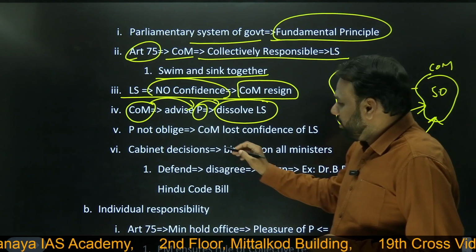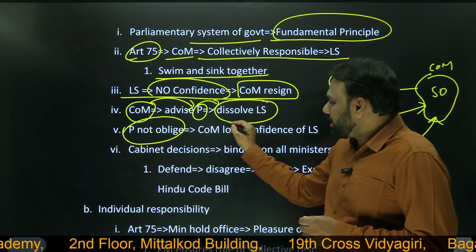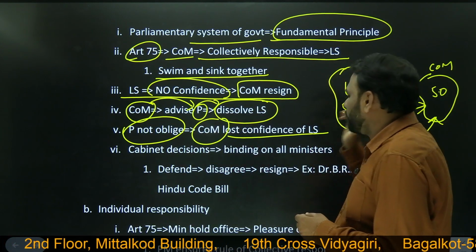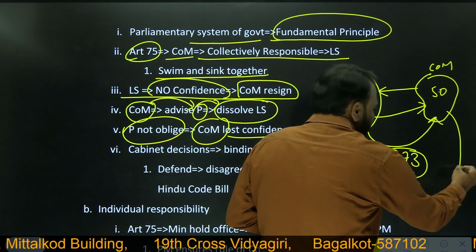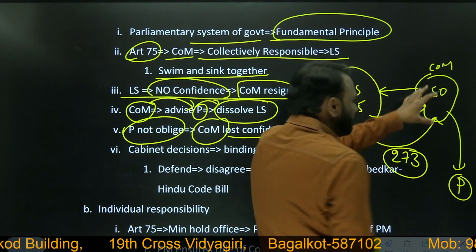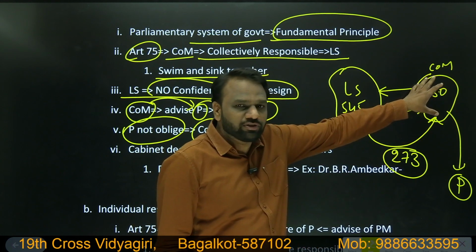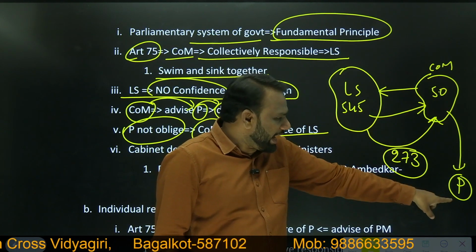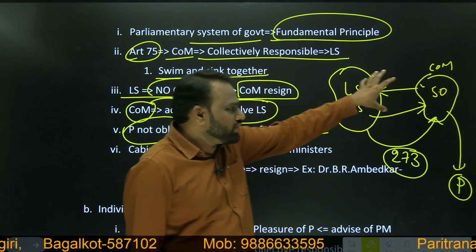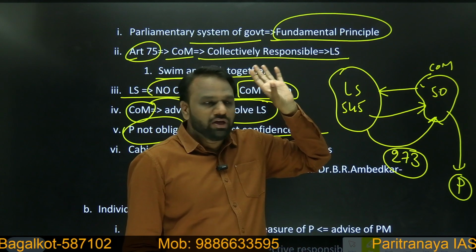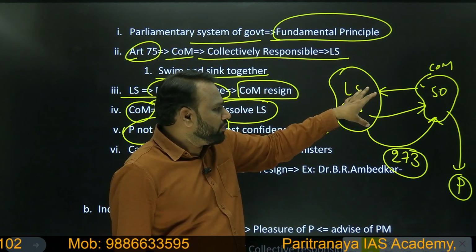Next, very important. The President will not oblige a Council of Ministers that has lost the confidence of the Lok Sabha. What does it indicate? The President has to act as per the directions of the Council of Ministers. But he will act as per the directions of the Council of Ministers only if the Council of Ministers enjoys the confidence of the Lok Sabha.